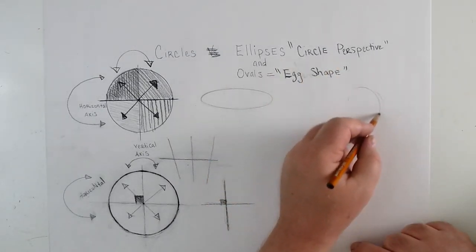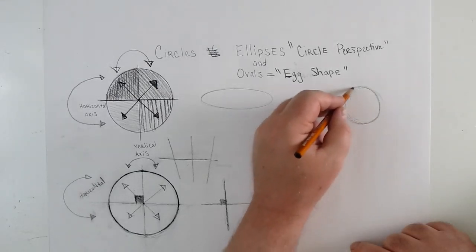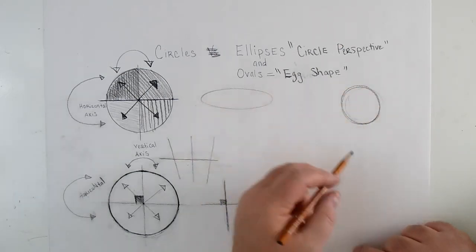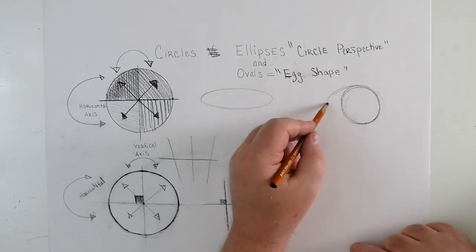So an egg, we can start with a little circle like this. An egg shape is really just sort of a circle with a round.